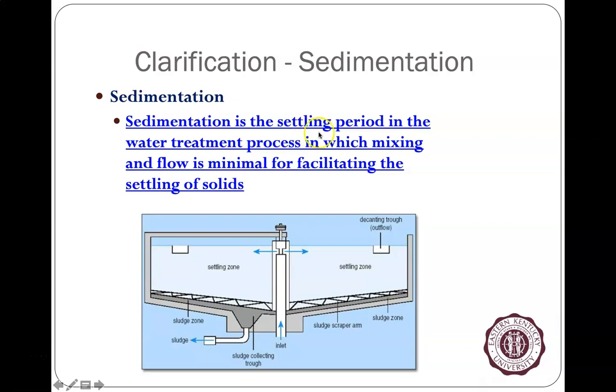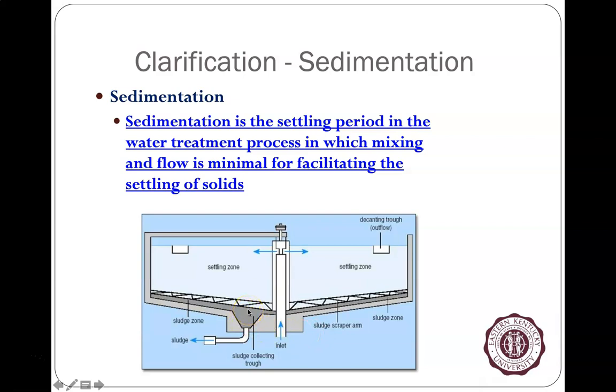It legitimately settles out. This is the settling period in the water treatment process in which mixing and flow are minimal for the facilitation of the settling of solids. Some of these basins are rectangular, some are circular. Often at the bottom, there is a wheel or an arm that goes around the bottom and scrapes the sludge. Some water plants have a moving bridge with a giant squeegee pushing it all to one end. Some have a vacuum.